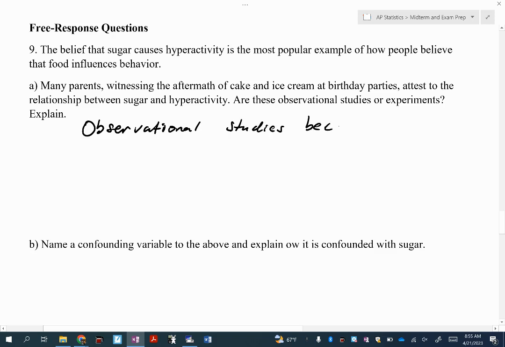Because they are not randomly assigning treatments.